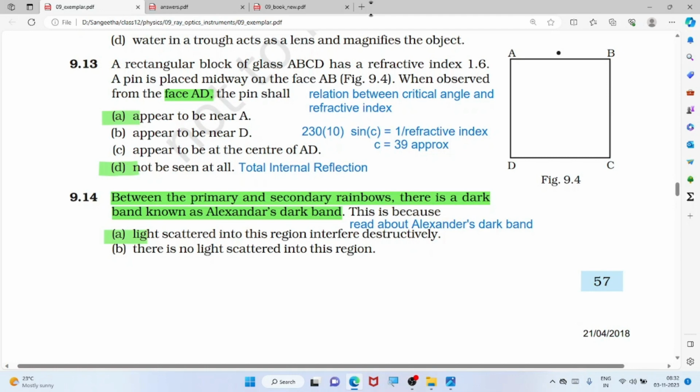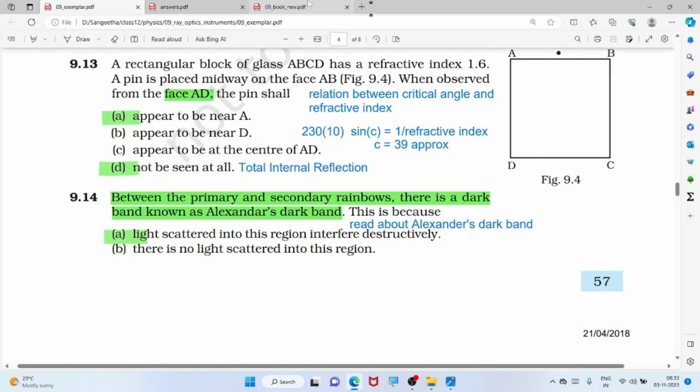The refractive index is given as 1.6. There is a relation between the critical angle and refractive index: sine of the critical angle is equal to 1 by refractive index. If you take refractive index 1.6, then the critical angle will be around 39 degrees. So above 39 degrees you will not see the pin at all, because there will be total internal reflection, no refraction. For this, it will appear close to A. The other case, it appears to be near A.